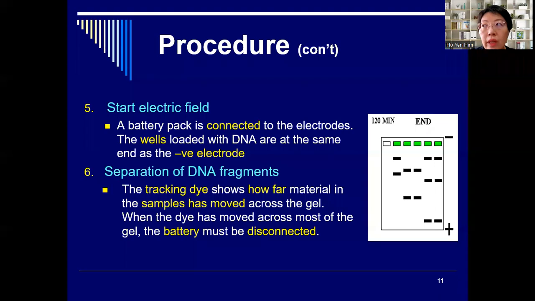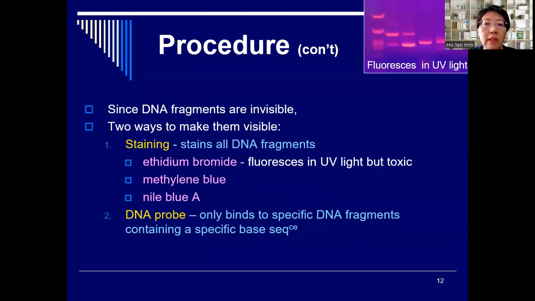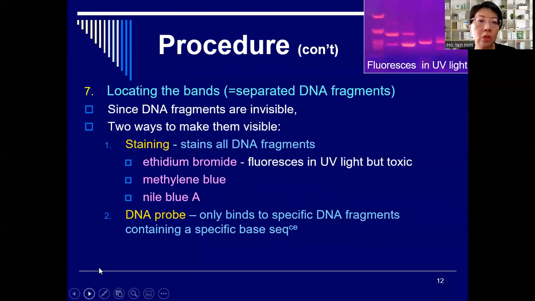The reason is because the methylene blue will not stay very long in the gel. It will start to diffuse across the entire gel and the bands are no longer visible. So we need to make all the bands visible after the gel electrophoresis. We need to locate the bands of the separated DNA fragments. The bands here mean the separated DNA fragments. Since DNA fragments are invisible, we need to make them visible.